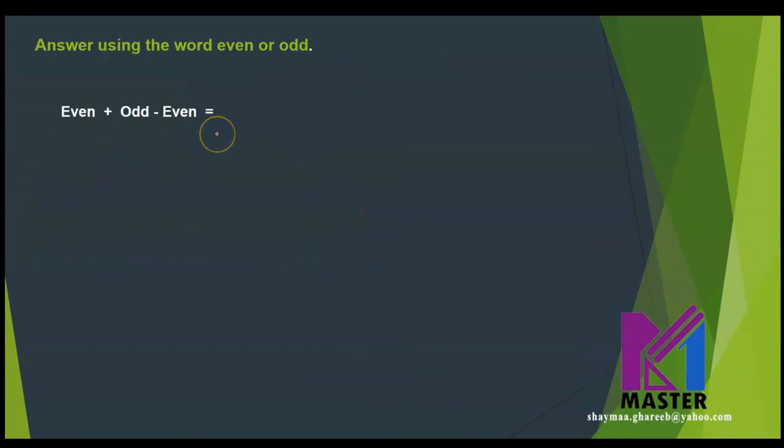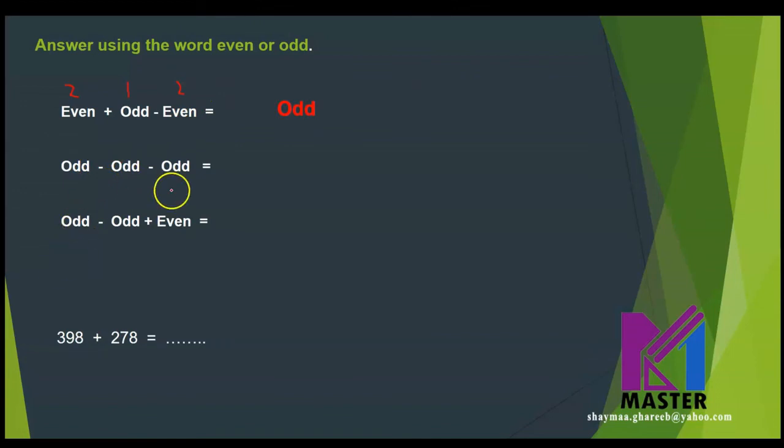Answer using the word even or odd. Even plus odd minus even, we said 2, 1, 2. Let's see. 2 plus 1, 3. 3 minus 2, 1. 1 is odd. And you are going to do the same with all the coming examples.